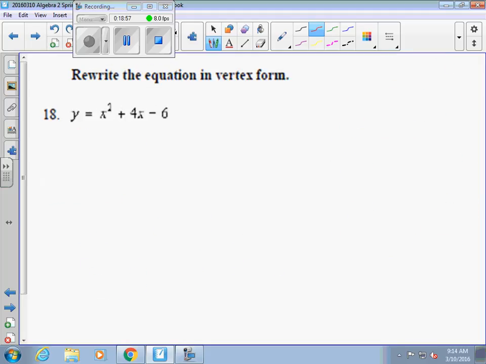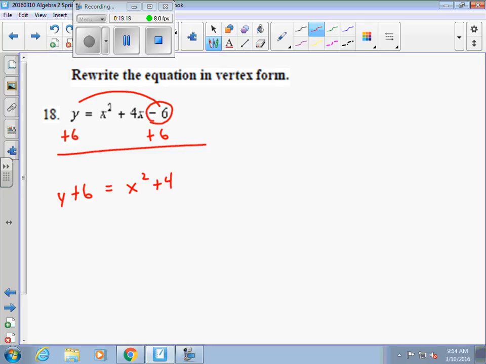Number 18, rewrite this one in vertex form. Remember, vertex form is like completing the square. In order to do that, you need to come up with a new c value. It's got to go to the other side. It says negative 6, so add 6 to both sides. That gives you y plus 6 is equal to x squared plus 4x, and we need to find a new c value. In order to find a new c value, remember how to find c.